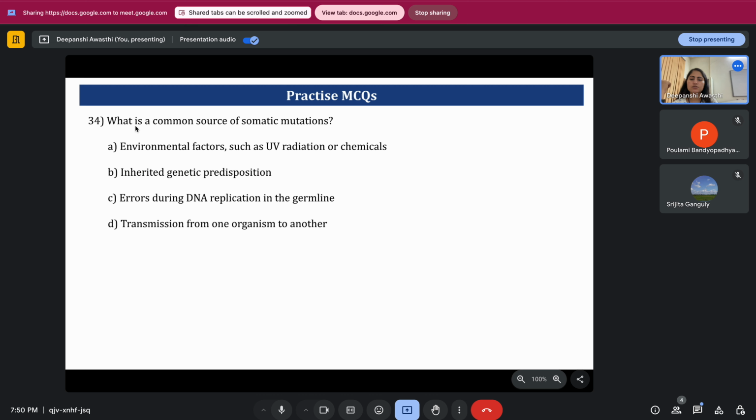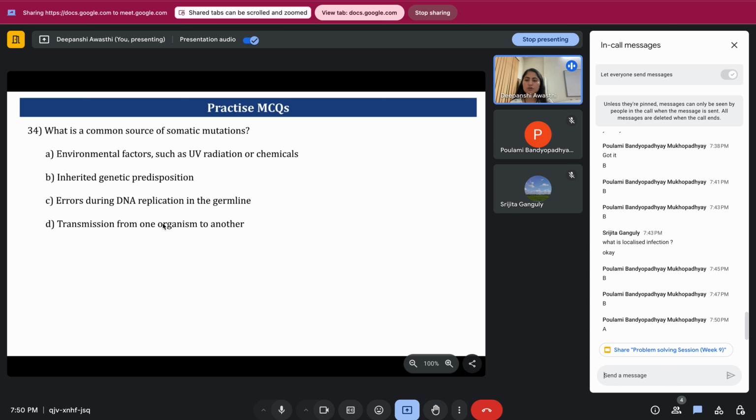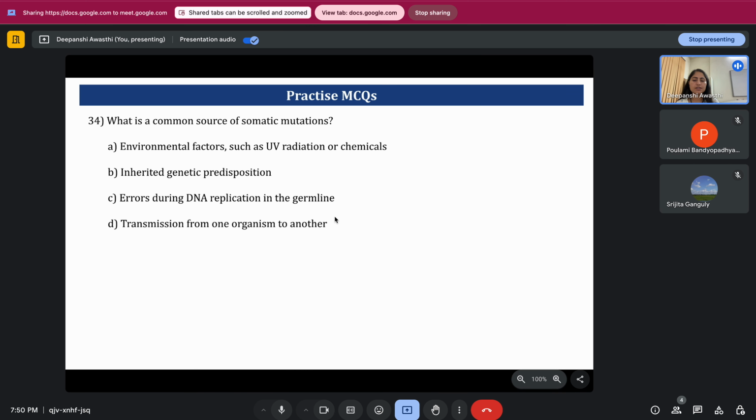Now let's see the next question. What is a common source of somatic mutations? There must be some source. They're not happening automatically, apart from some neutral modifications which are already going on due to replication errors or other things. So there have to be some sources giving rise to these somatic mutations. Option A is environmental factors such as UV radiation or chemicals. Option B was inherited genetic predisposition. Option C was errors during DNA replication in the germline, and option D was transmission from one organism to another.